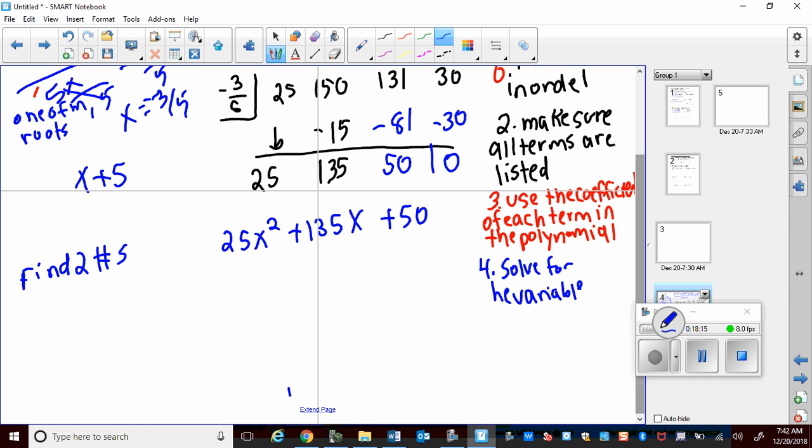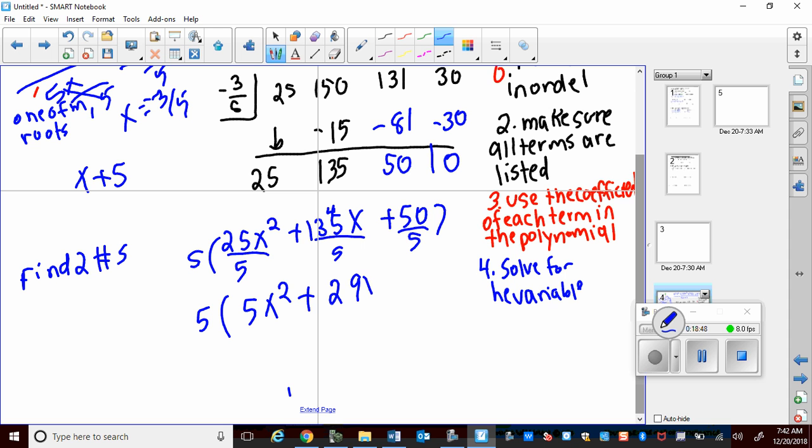So what I'm going to do is divide out 5 here, my greatest common factor. To simplify this, I can divide a 5 out. It makes it easier to work with. I get 5 times 5x squared plus 29x plus 10. Alright?